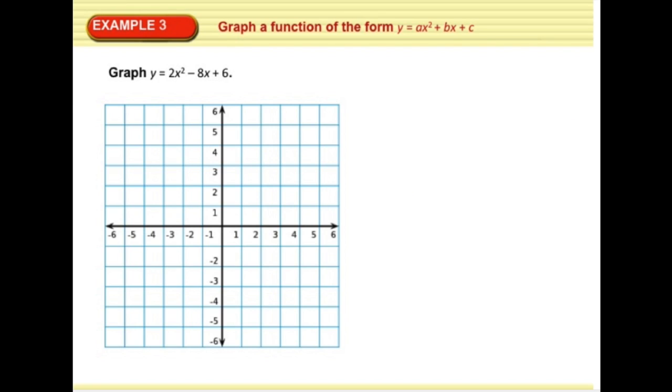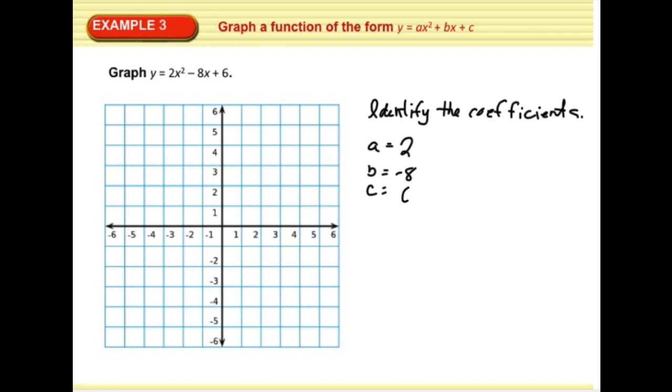So example number 3 asks you to graph y equals 2x squared minus 8x plus 6. As we work through this problem, we're going to do a couple, but I just want to point out the key steps. First, you want to identify the coefficients. And the coefficients are A, B, and C. We're using these in a lot of formulas, so we want to make sure we know what they are and they're clear. So I always write down the coefficients before I start. A equals 2, B equals negative 8, and C equals 6.